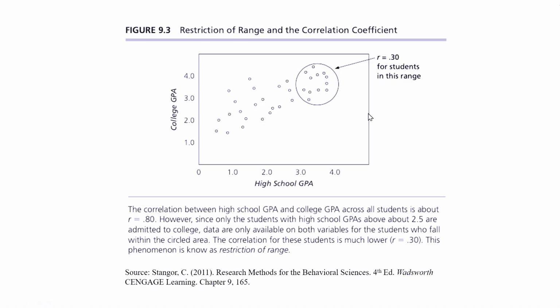Okay, look at this here. The correlation between high school GPA and college GPA across all students is 0.80. However, since only the students with high school GPAs above 2.5 are admitted to college, the data are only available on both variables for the students who fall within this circled area. Within this circled area, you can see that the correlation is typically much lower. It comes down to 0.30. Okay, so this is in that sense interesting.